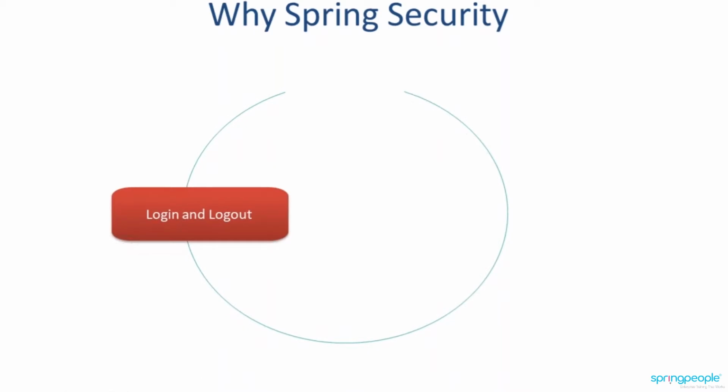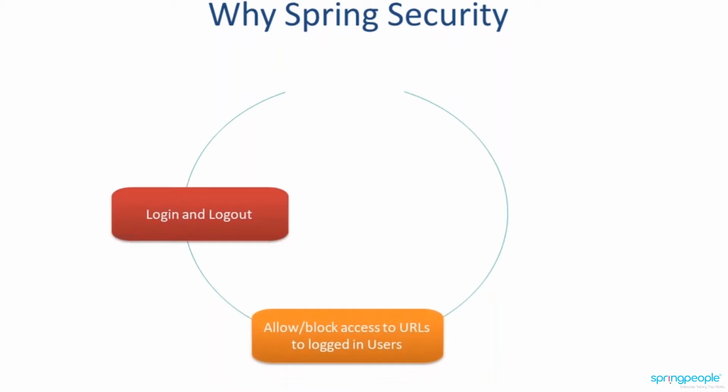So how will Spring Security help us to address this, or why Spring Security? Spring Security takes care of a lot of jobs. Here I mentioned some: one is login and logout, and it allows or blocks access to URLs for logged in users. With respect to Spring Security, we deal with authentication, authorization, and the principal, and we'll discuss what the authorities and roles are. So all these five main jobs will be done by Spring Security.